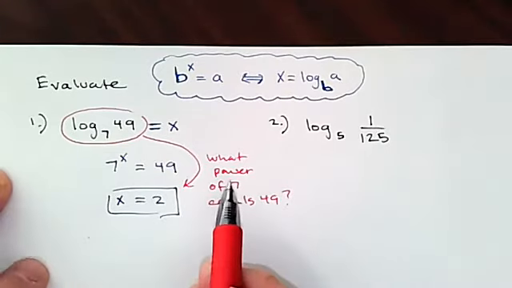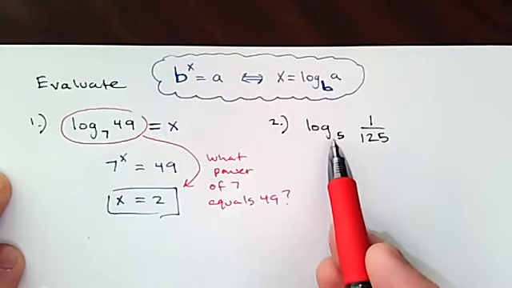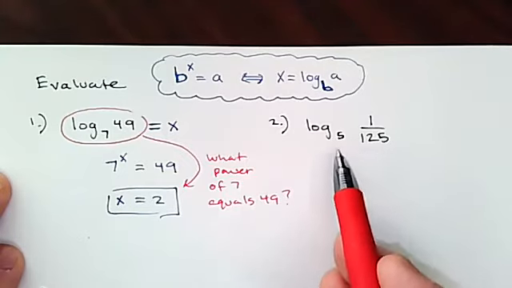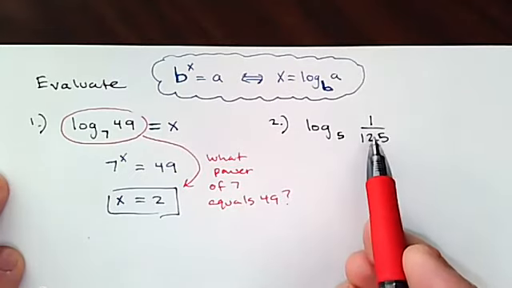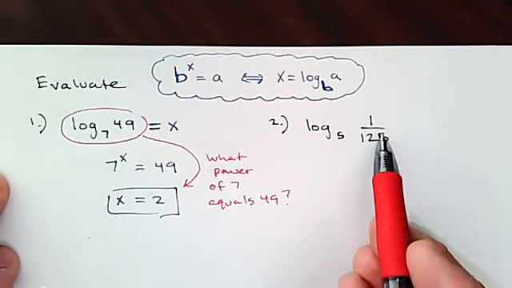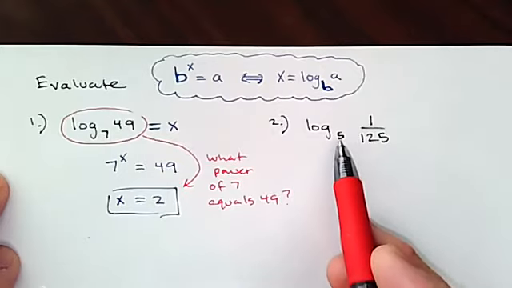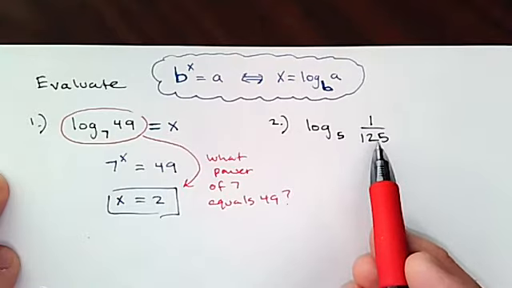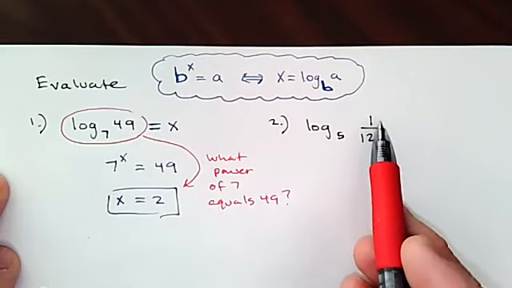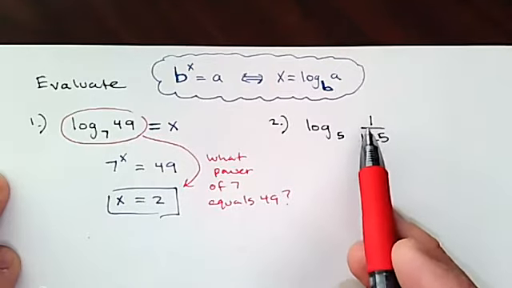Not always, but sometimes. So for example, on my next one, log base 5 of 1 over 125, what is that really asking? It's saying what power of 5 gives me 1 over 125? Yeah, it might be a little bit harder. But if you think about what power of 5 gives me 125, which would be 3, to get 1 over 125, it would have to be 5 to the negative third power. So the answer to this is going to be negative 3.